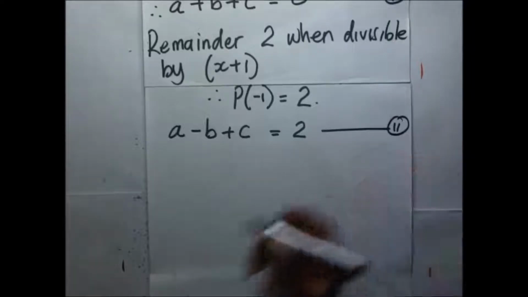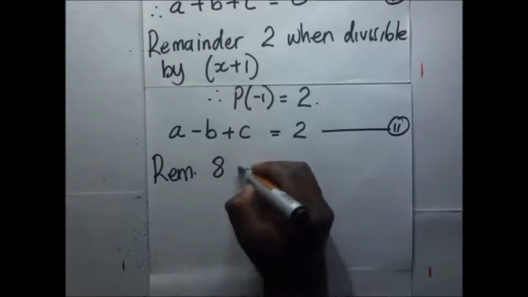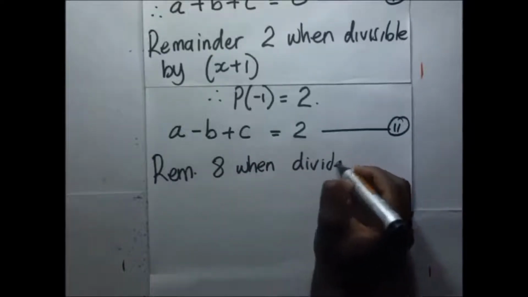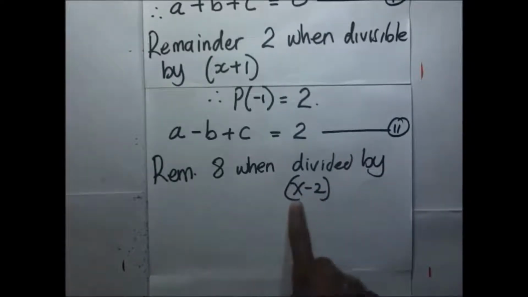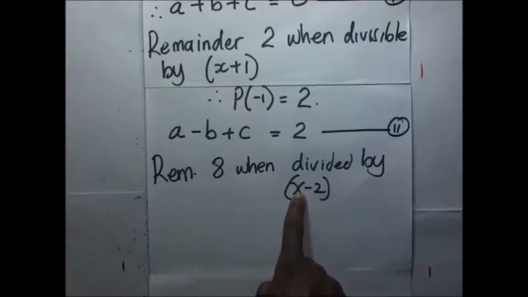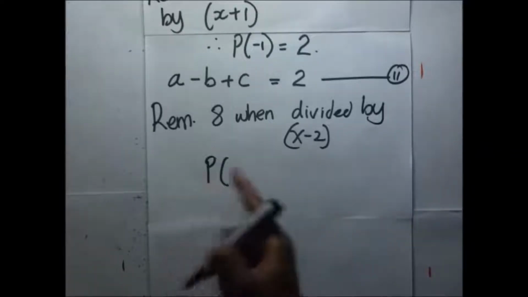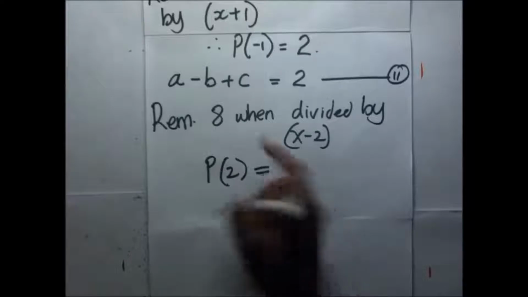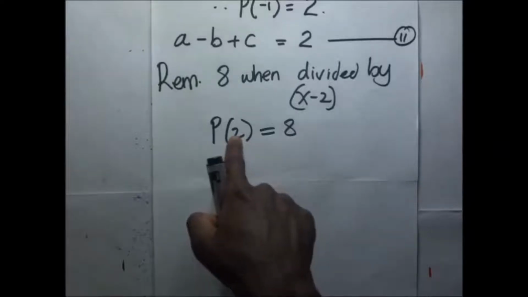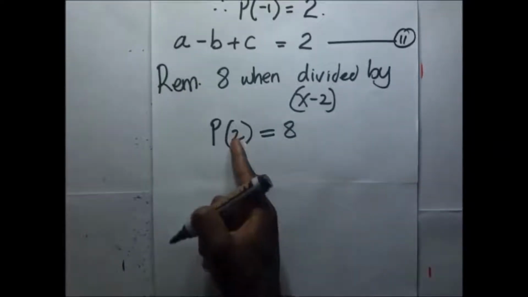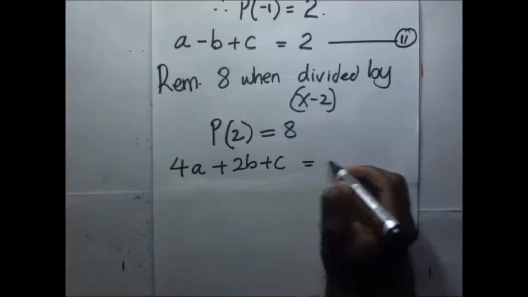That's our second equation. Then in our third statement, they are telling us it gives us a remainder of 8 when divided by x minus 2. So when we make x the subject of the formula here, it means that our value of x is going to be equal to 2. So the value of our polynomial when x is 2 is equal to our remainder, which is 8. So if you put the value of 2 into ax squared plus bx plus c, it becomes 4a plus 2b plus c is going to be equal to 8.